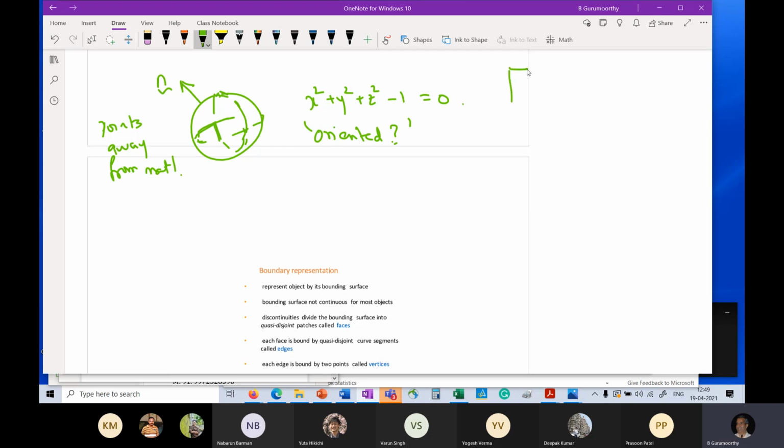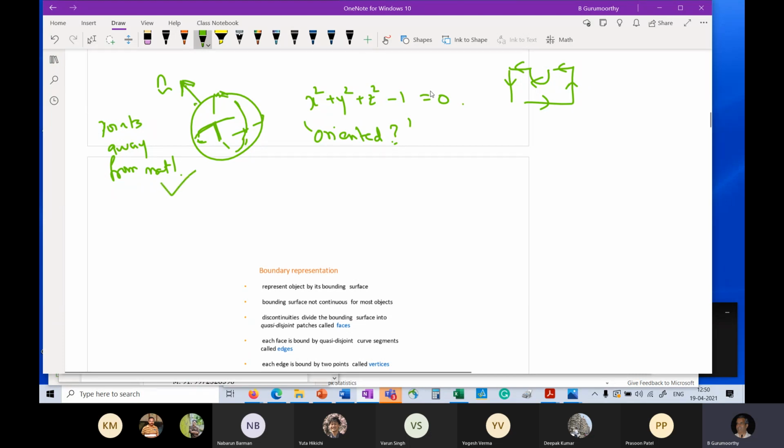Just like in 2D, we say that material is always to the left of the traversal direction. Here, it is always in the direction below or away from the direction of the normal. So if I'm standing there with my head along the arrow, then material is at my feet. That's what this means.